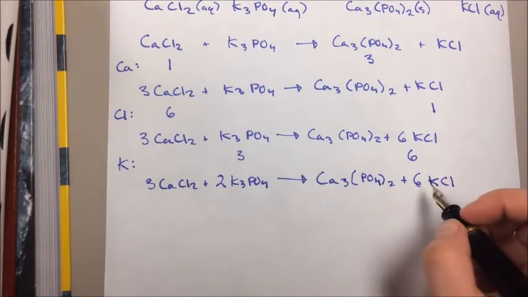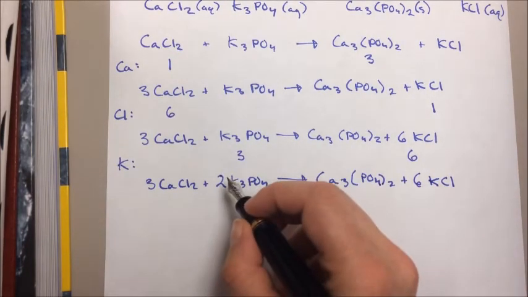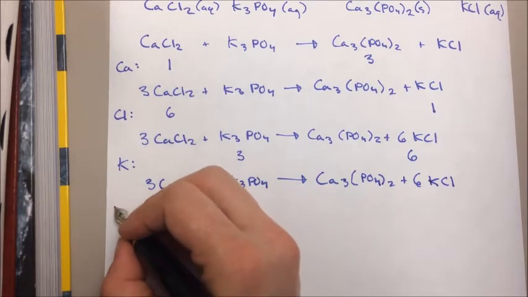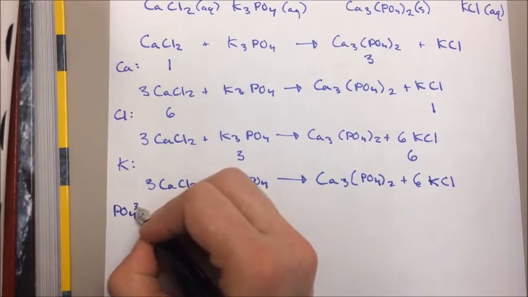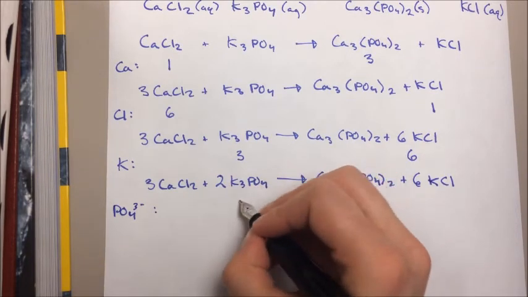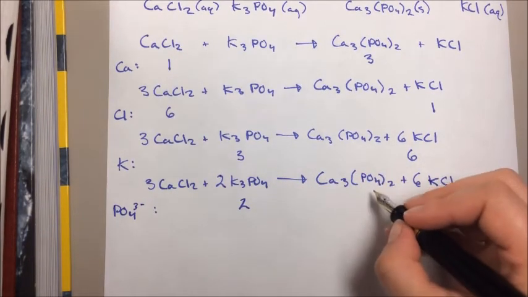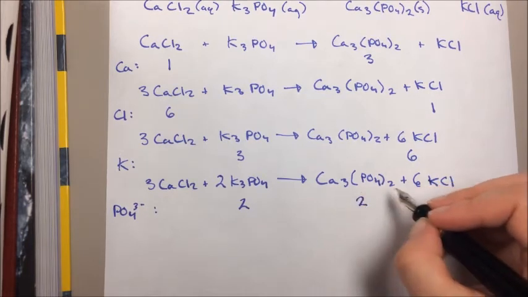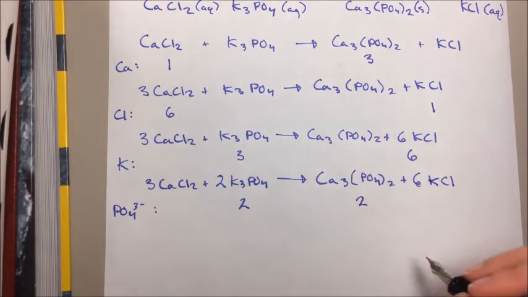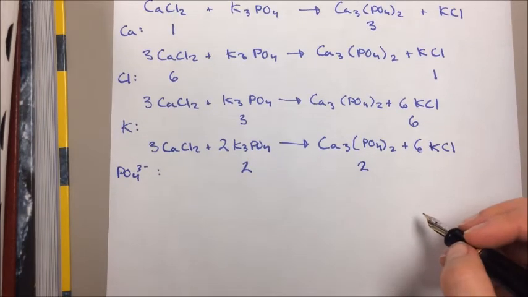Now let's take a look. 6 potassium, 6 potassium. So let's check the phosphates because we're treating those as one unit. I've got 1, 2 because I've got 2 potassium phosphates. And look at that, I've got 2. These are balanced. This means we can start going back and double checking all of the other elements to see if they're correctly balanced.